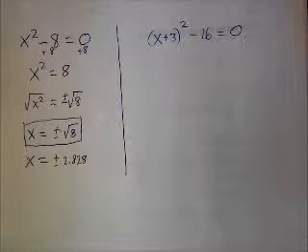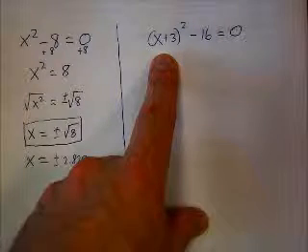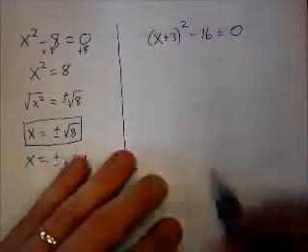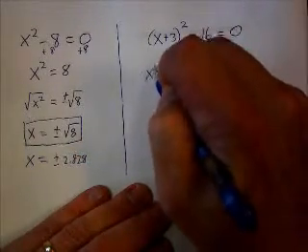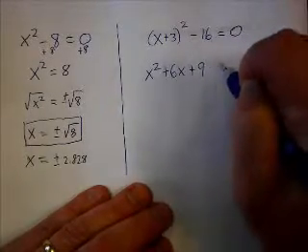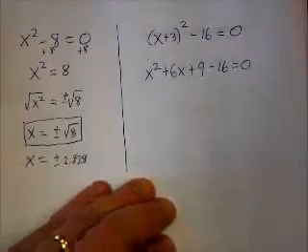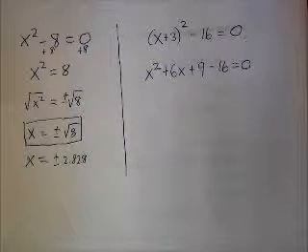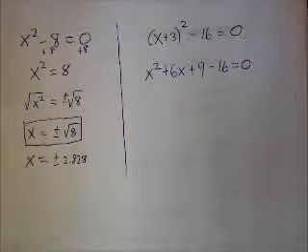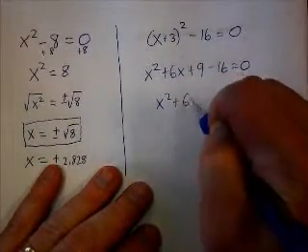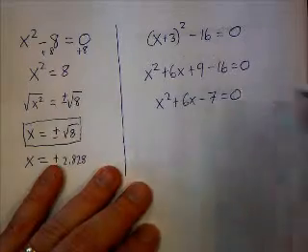Okay. So what do you mean by do the parentheses? Foil it out? Okay. So if I were to take the parentheses and foil it out, I would have x squared plus 6x plus 9 minus 16 equals 0. And then I think I would go ahead and combine my like terms. What's 9 minus 16? Negative 7. x squared plus 6x minus 7 equals 0.